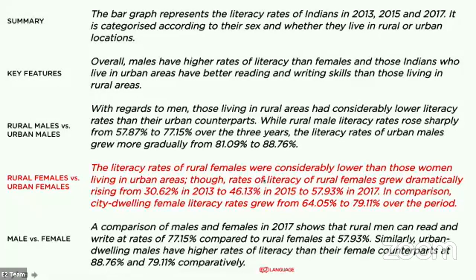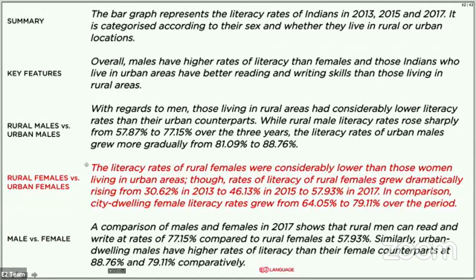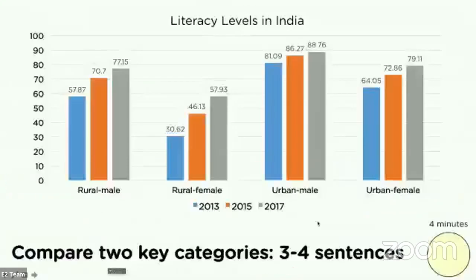Let me just walk you through the subjects and the verbs here. So first of all, I just wrote a bit of an overall description. I said the literacy rates of rural females, of women living in the countryside, were considerably lower than those of women living in urban areas. Though, now here's my subject. Rates of literacy of rural females grew dramatically. In comparison, city-dwelling female literacy rates, I've also used the same verb. That's okay. Don't get too hung up on synonyms. Grew from blah, blah, blah. Your turn to write your second comparison. You have 4 minutes starting now.